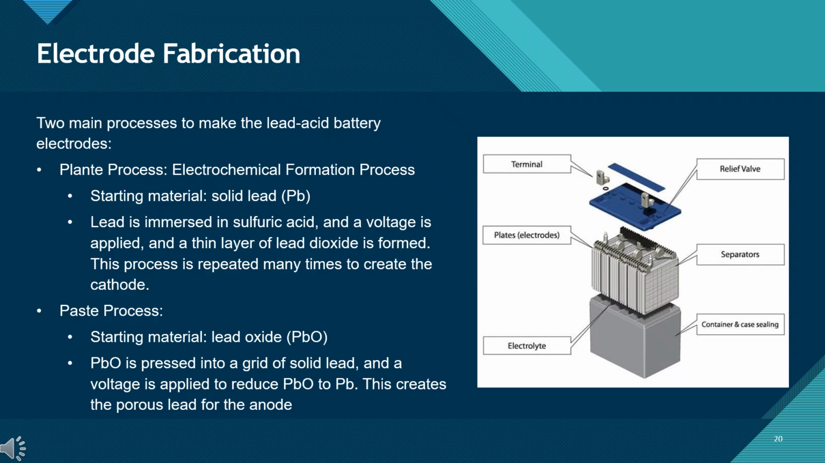The second is the paste process, which starts with lead oxide. The PbO is pressed into a grid made of solid lead, and then voltage is applied. This reduces PbO to metallic lead, creating the porous structure that serves as the anode. The image on this slide shows the internal components of a real battery, including plates, separators, electrolyte, and casing. It helps us connect the fabrication methods to the physical design of an actual battery.